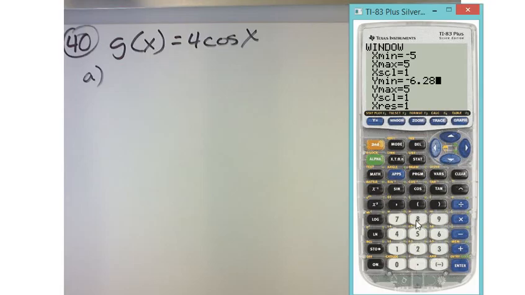Do you guys understand what Mr. Adams is doing when I say -6.28? What is that value? Do you know that off the top of your head? If you were to divide that number in half, what would it be? 3.14. Does that remind you of anything? Pi. So I'm setting my window from -2 pi to pi. Okay?